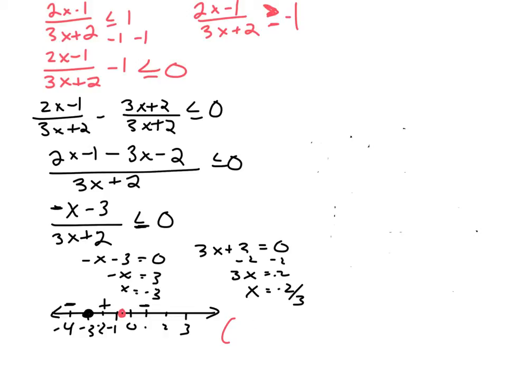So less than negative 3 would be negative infinity all the way to negative 3. Now, do we include negative 3? Yes, because it's a solid dot. Why is it a solid dot? Because we're allowed to equal 0. And then also, when we are more than negative 2 over 3, all the way to infinity. Now, do we include negative 2 over 3? No, because that's when the bottom of the fraction is equal to 0. So that's undefined, so it's not included.